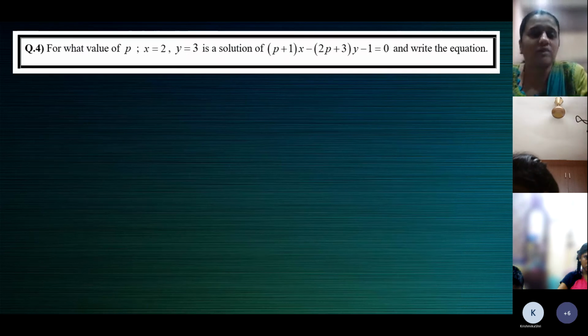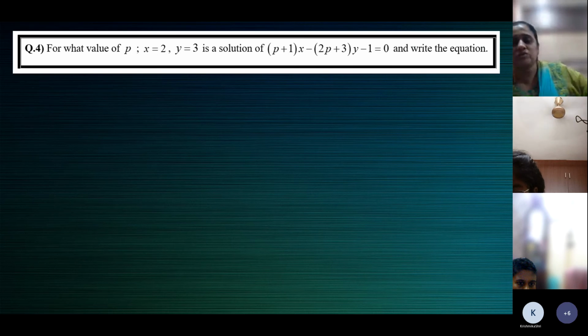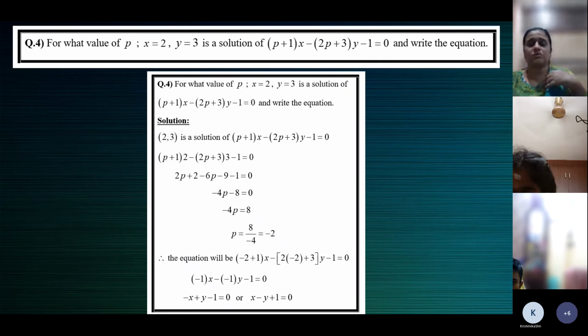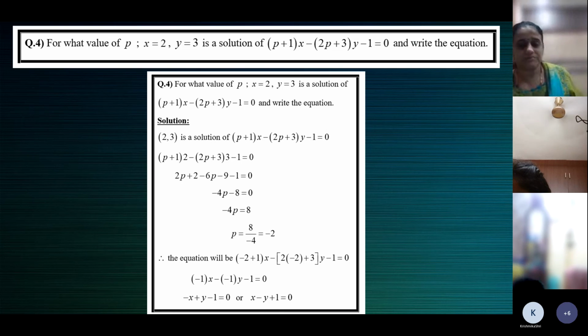The next question: for what value of p is x is equal to 2, y is equal to 3 a solution of p plus 1 of x minus 2p plus 3 of y minus y is equal to 0, and write the equation. I'll show you the answer. Please understand yourself. It's given x is equal to 2, y is equal to 3 is a solution. That means it will satisfy the equation. So in place of x, use 2. In place of y, use 3. You will understand. Please work it.